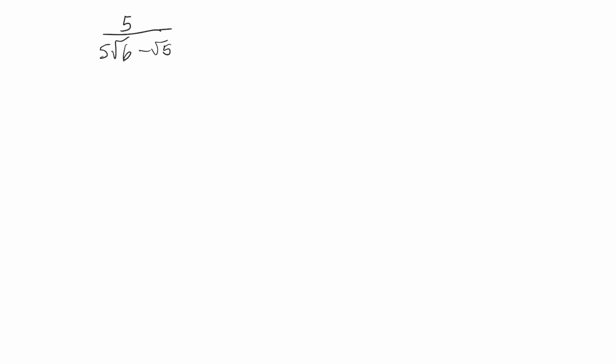So the conjugate of the denominator is the same thing that's there, 5 root 6 and root 5, but instead of a minus, you change the sign to a plus. And we do that so that things will cancel out on the bottom according to difference of squares. I'll show you that in a sec. If I multiply the bottom by that, I have to multiply the top by the exact same thing.